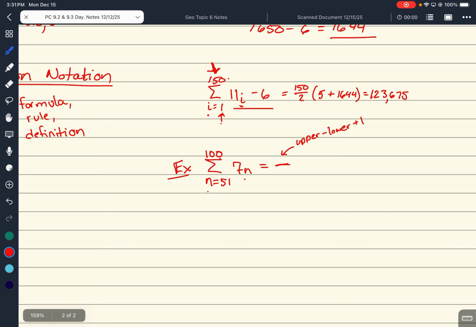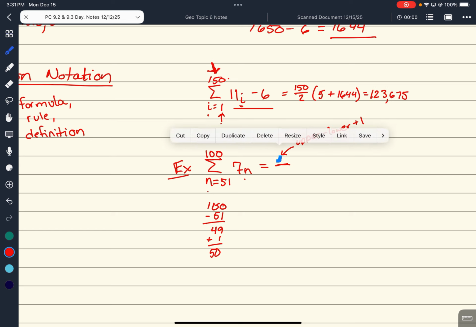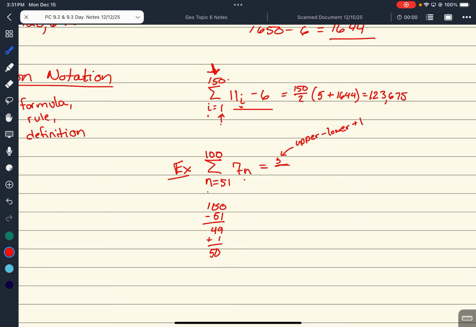So upper minus lower plus 1. So 100, sorry, minus 51 is 49. 49 plus 1 is 50. So we are adding 50 things. So it's 50 over 2.